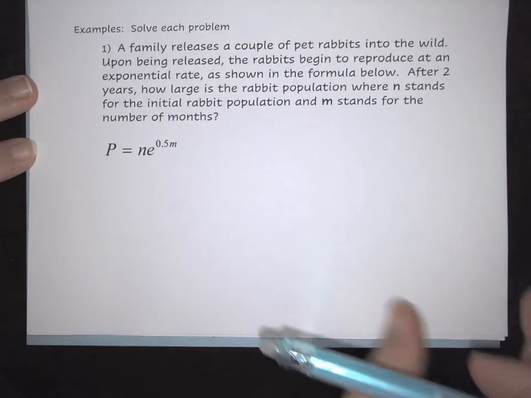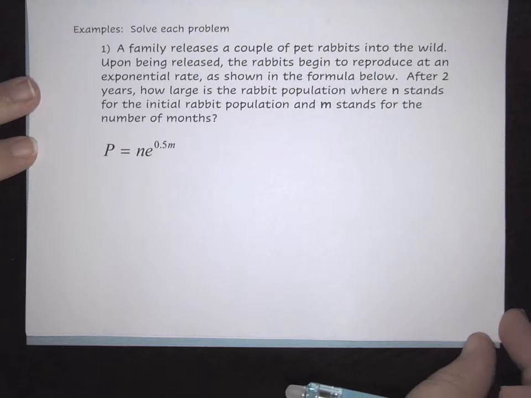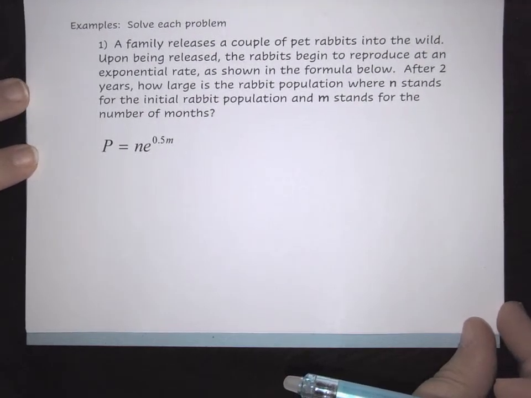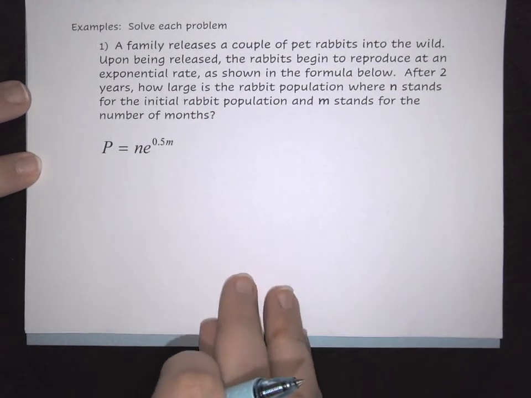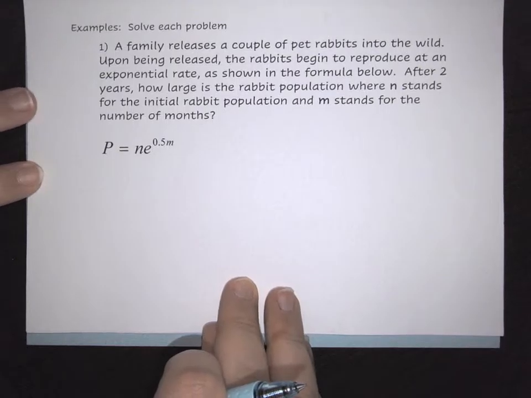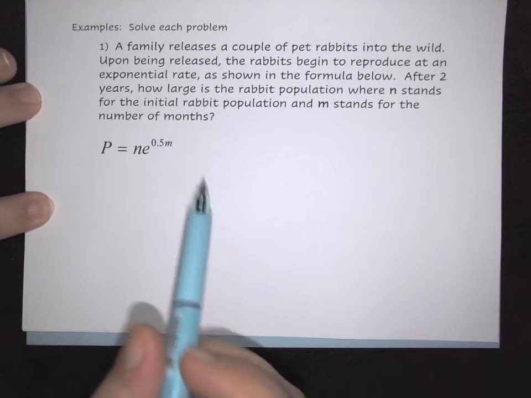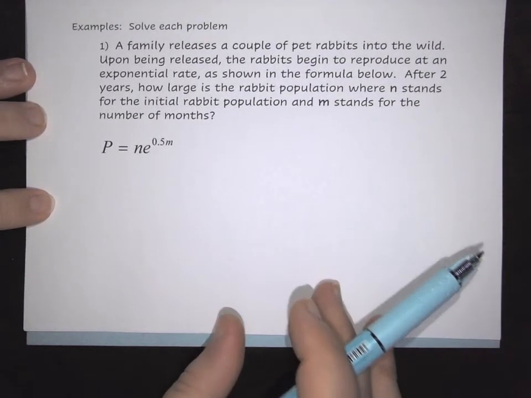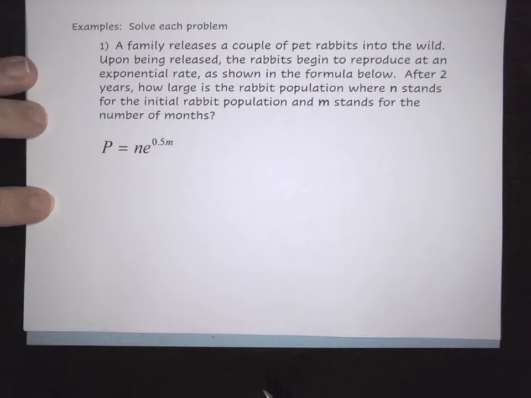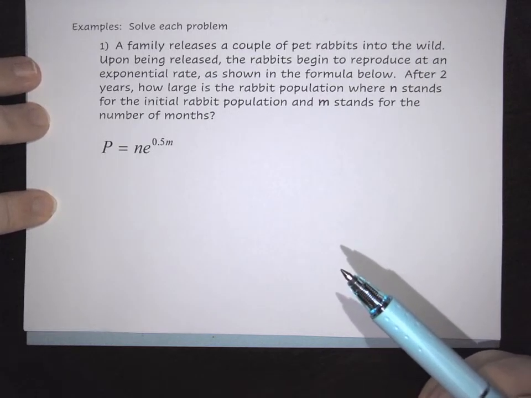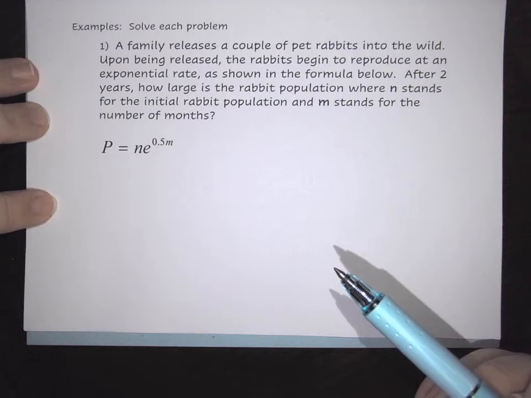Here we're going to look at a bunch of different exponential models so that you can see how some of these different exponential formulas can be applied. So here I have that a family releases a couple of pet rabbits into the wild. Upon being released, the rabbits begin to reproduce at an exponential rate as shown in the formula below.